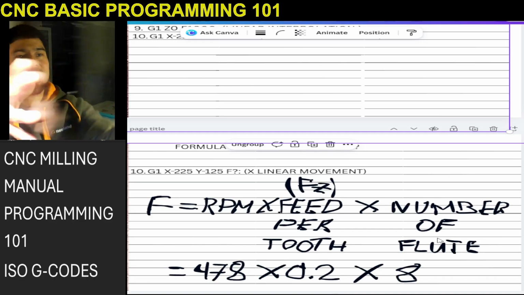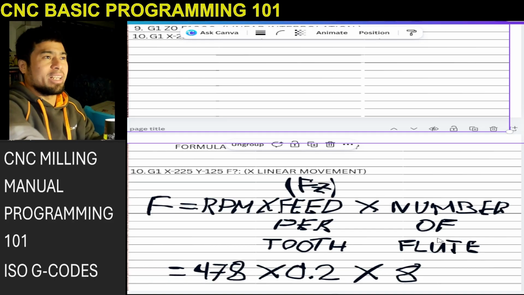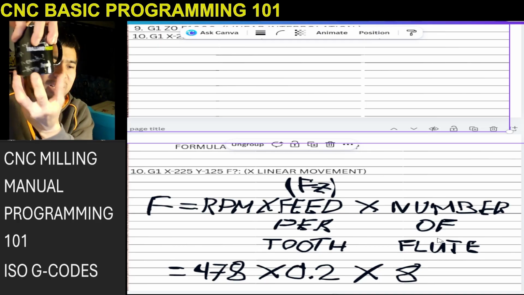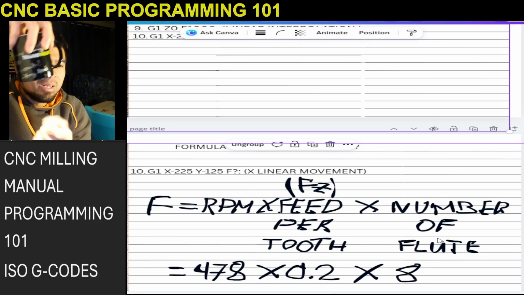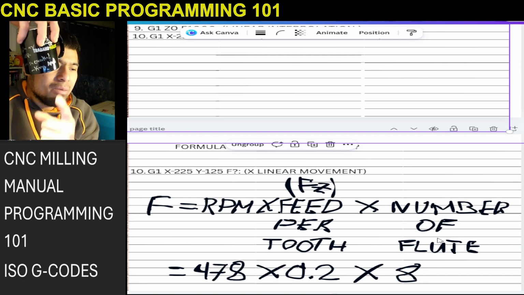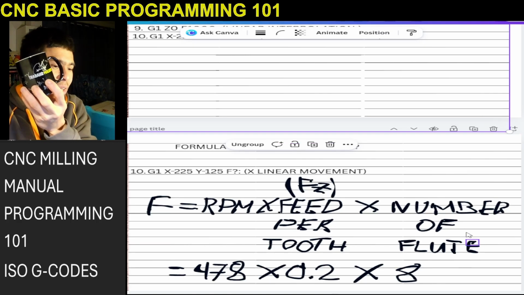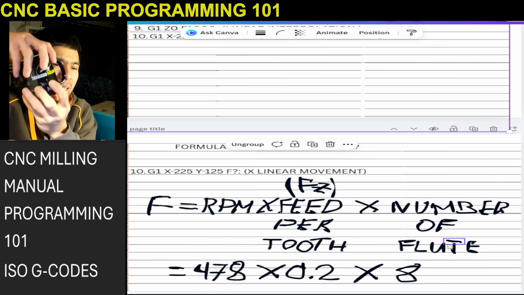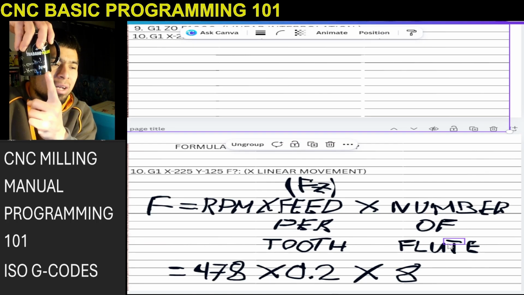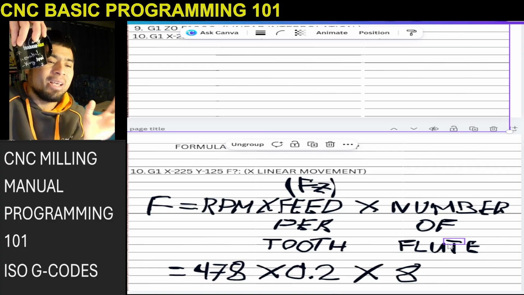I'll get this glass, so that it's cylindrical, so that you can imagine. Imagine this is your face mill cutter. The flute is how many flutes, or how many sides, you have in your face mill. You will count it manually, visually: 1, 2, 3.